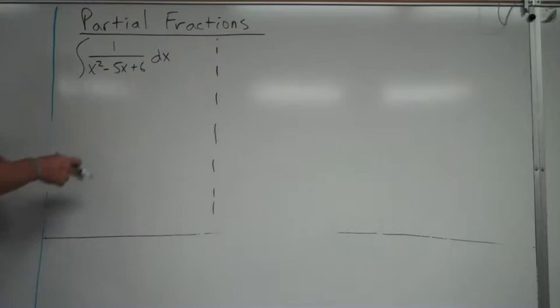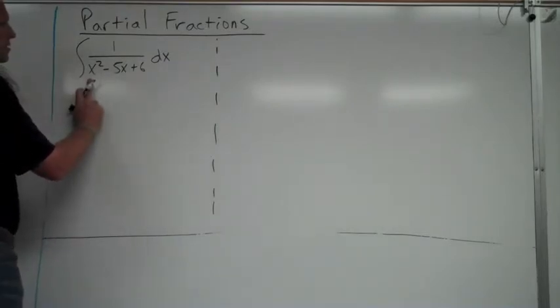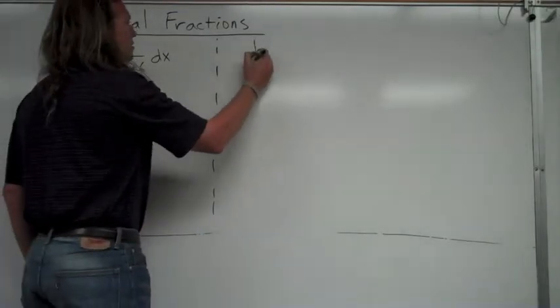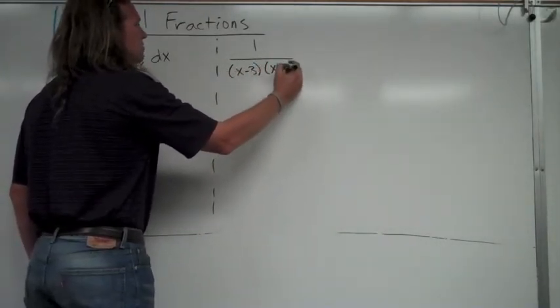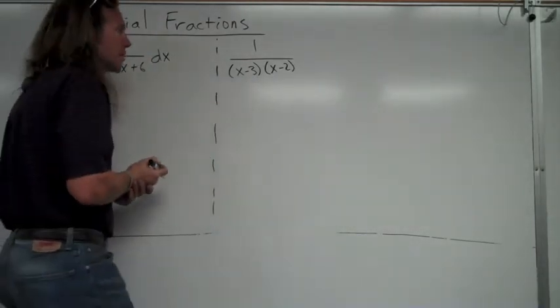So how partial fractions work, start out by factoring out the bottom. So in this case it's going to be x minus 3 times x minus 2. So I'm going to write this out as 1 over x minus 3 times x minus 2. So again, I'm just basically writing this whole thing right here, just factored out.